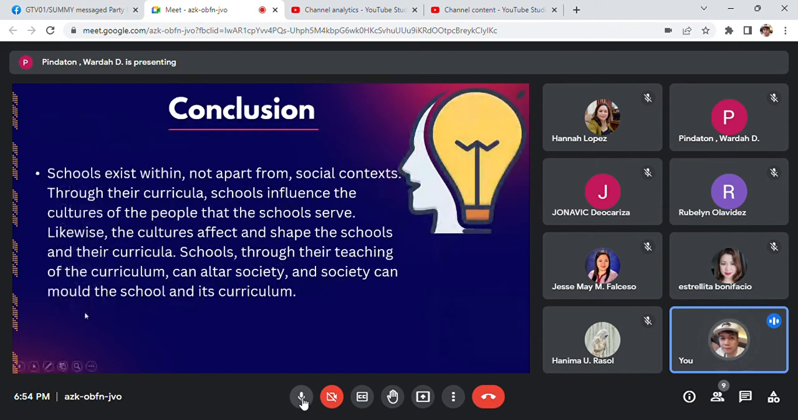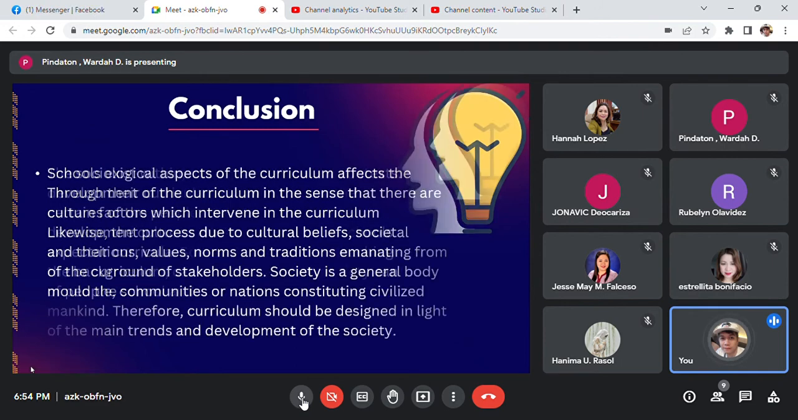And last, for our conclusion in this topic, schools are part of societal surroundings, not separate from them. Schools have an impact on the cultures of the community they serve through their curricula. The cultures also influence and mold educational institutions and their courses. Schools can shape society through the curriculum they teach, and society can shape schools and their curricula. Without taking into account the interaction between schools and society, we cannot properly evaluate the creation or delivery of curriculum.